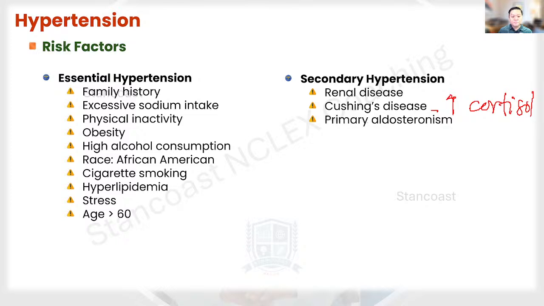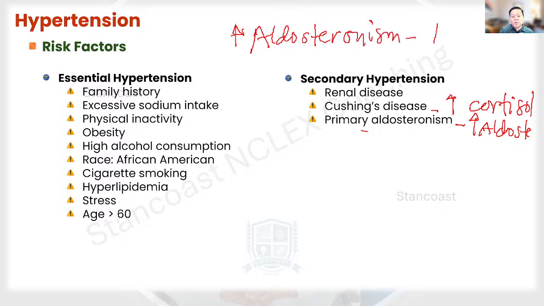Now, another problem is primary aldosteronism, wherein there is excess aldosterone. If there is primary aldosteronism, the aldosterone secretion level really is high. Okay? And remember that aldosterone and sodium are best friends, right? This can facilitate the reabsorption of lots of sodium ions in the kidneys, and so there will be hypernatremia, leading to hypertension.